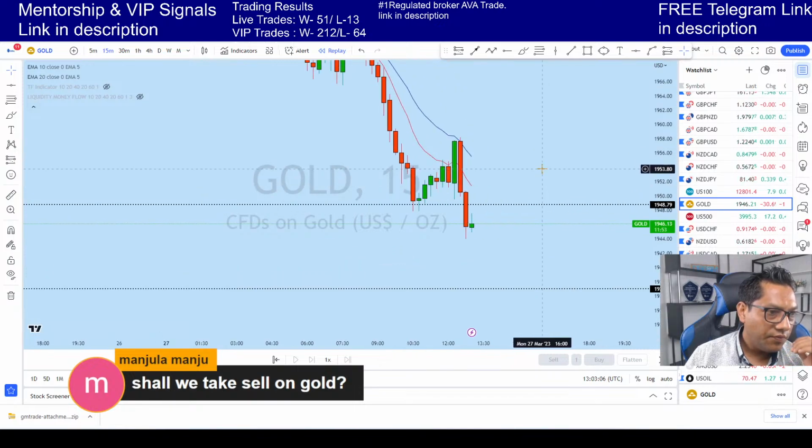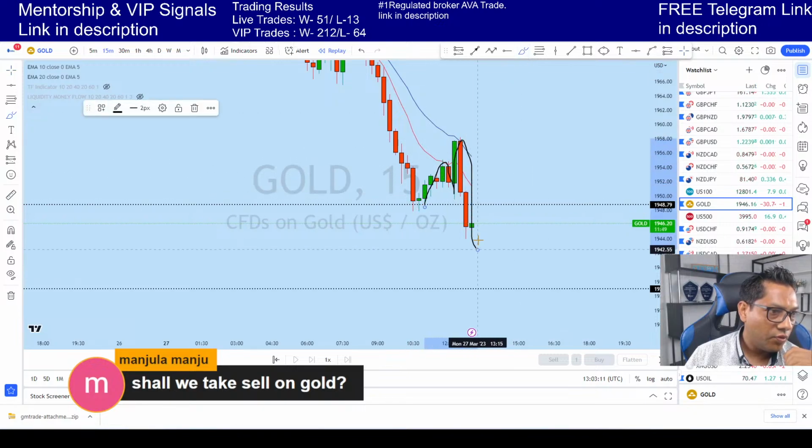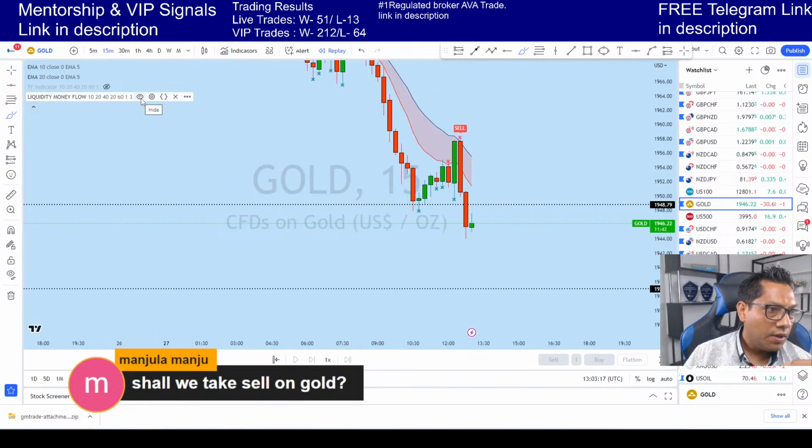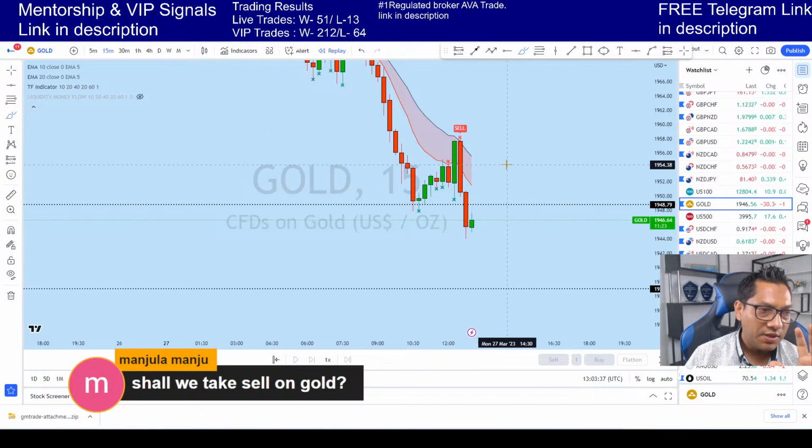So you can see this is the 15-minute chart, and a head and shoulders has formed. There's a manipulation, which is a sign that the market might continue to drop. Now according to our TF indicator, on 15 minutes we see a sell alert here. This TF indicator is available for all the students who are trading with us, and also according to the liquidity money flow indicator we see a sell signal here.